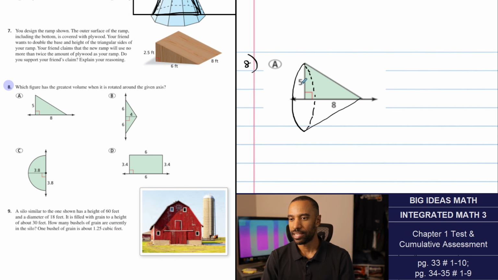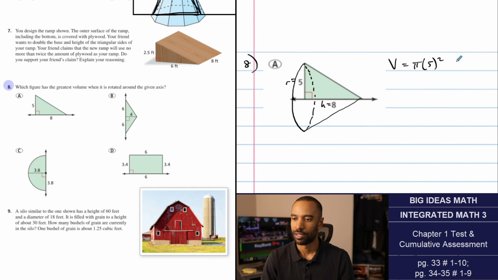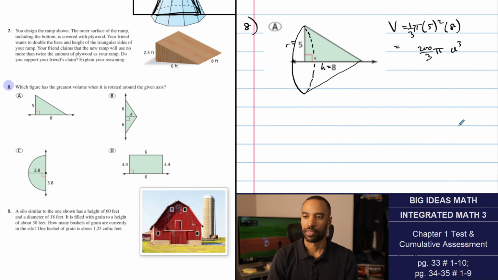All right, so we make a cone. Okay, the radius is 5. The height is 8. We're comparing volumes on these ones. So volume is 1/3 area of base times height. 8 times 25 is 200. So 200 thirds pi. Let's leave it like that just for a moment. If I need to do later calculations, I will. Cubic units. Okay, there's A.